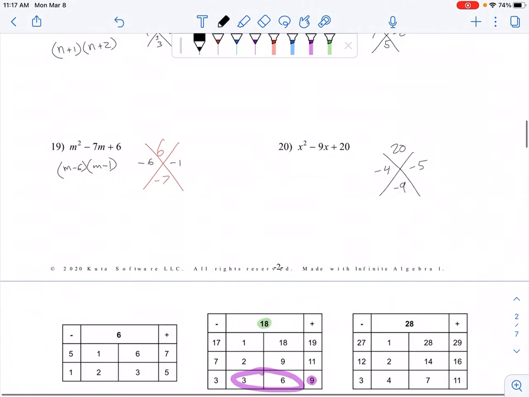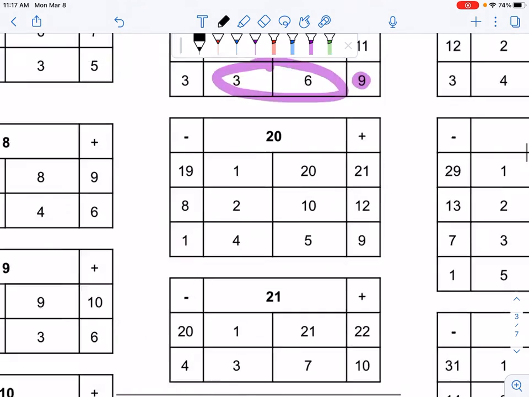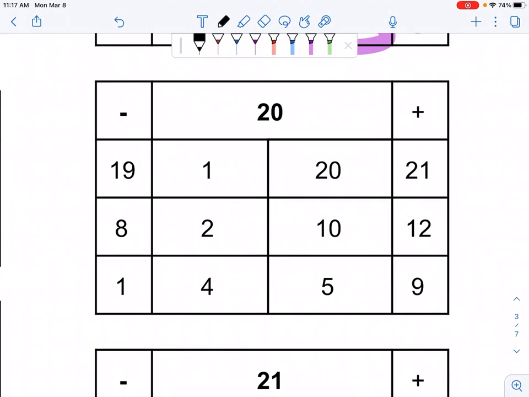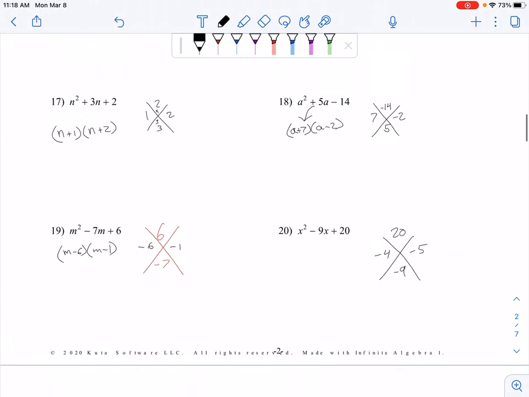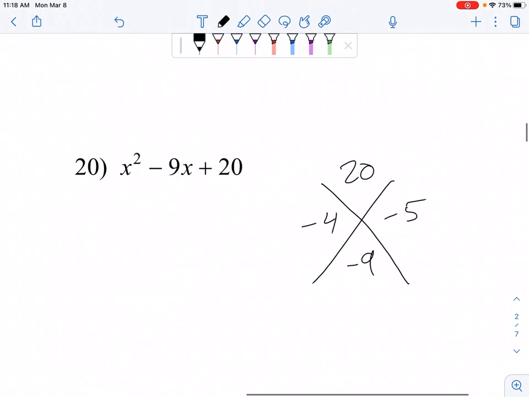And again, you're welcome to use the chart. It'll be posted there. But here's my 9 that I was looking for. And that was 4 and 5 that make 9. So negative 4 times a negative 5. So now I'm saying x minus 4 times x minus 5.